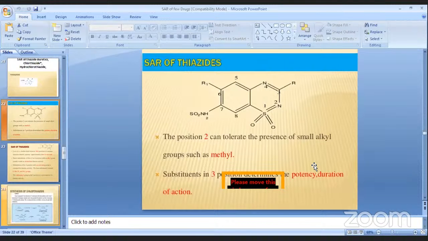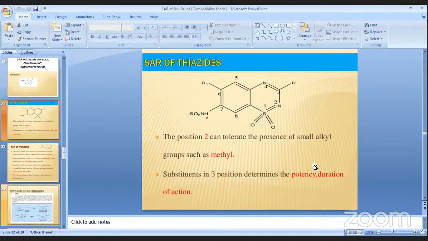Now, in case of the 5 position and the 4 and 8 positions, in case of 4 you are only having saturation with hydrogen. But if you add higher groups, alkyl groups, methyl groups, or any other groups at the 5, 8 and 4 positions, then the molecule becomes inactive and all the diuretic activity of the molecule will be abolished.